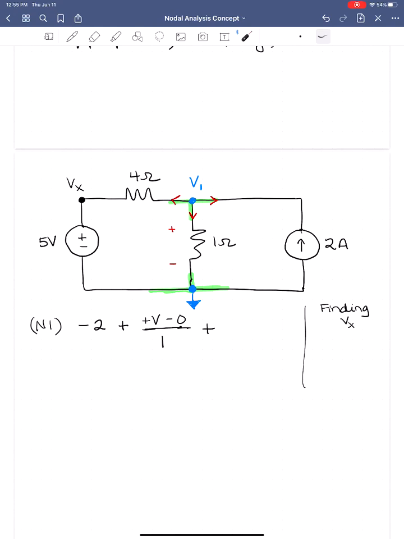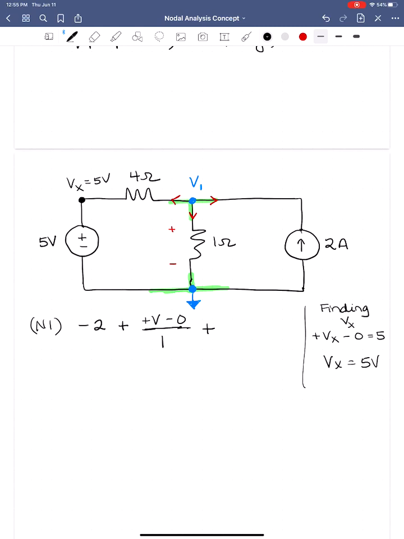So we're going to have plus Vx minus ground has to equal 5. We're just following the polarity of that source. So plus Vx minus 0 has to be the value of the source, 5. Again, plus Vx minus 0 is equal to 5. So Vx is just equal to 5. Okay, so I'm going to put that up here too.